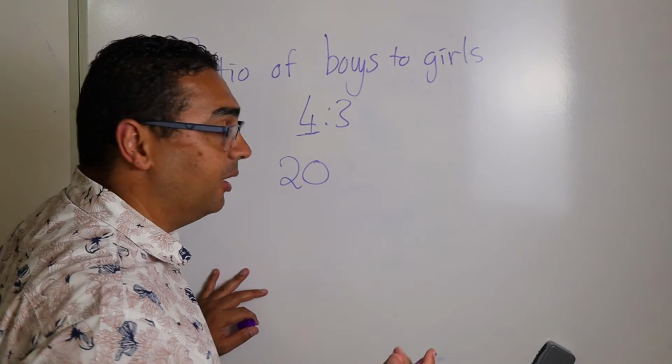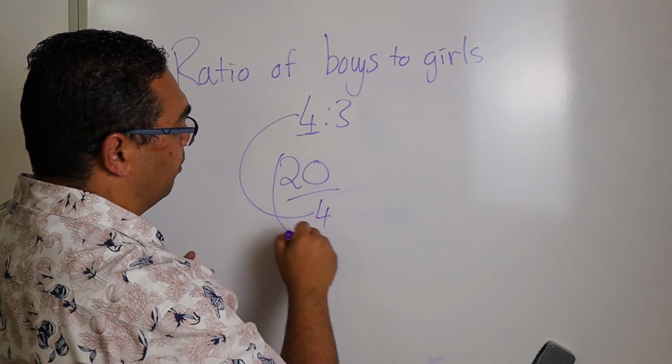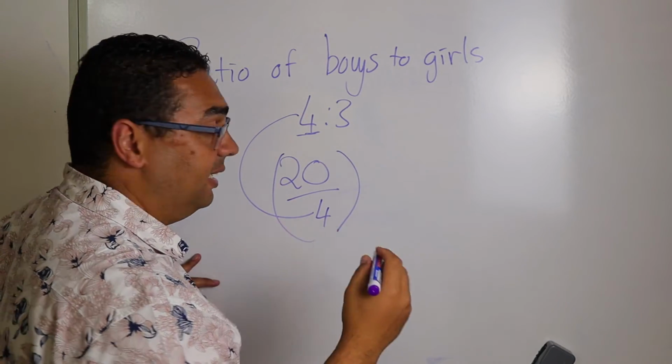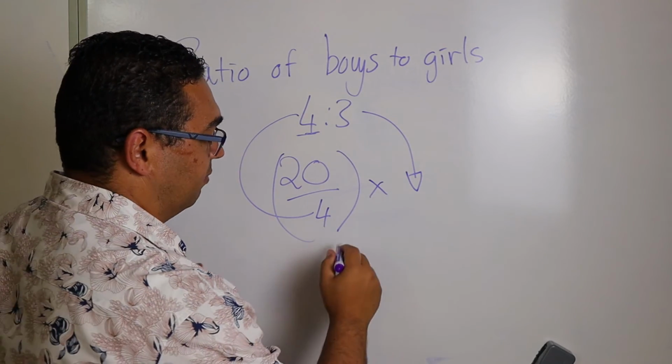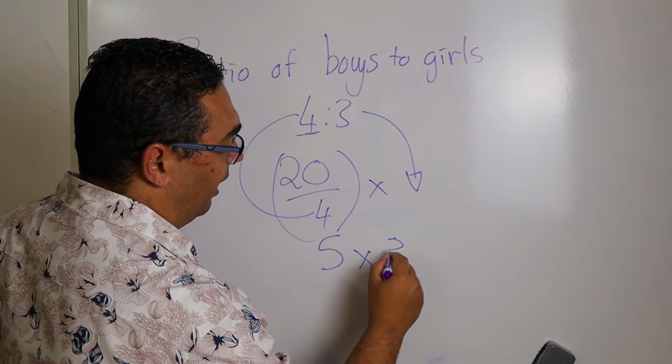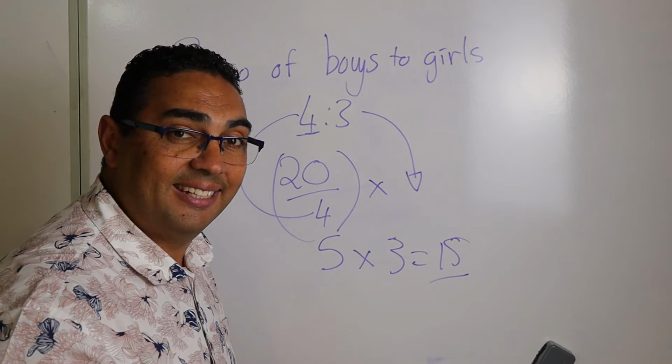So what I can also do is say, well, I need to find out how many girls there are for 20 boys. I'm going to divide it by what I currently have in terms of the boys, and whatever that answer is, I'm going to multiply it by the figure I have for the girls. What do I end up having? 5 by 3, and there again I have 15.